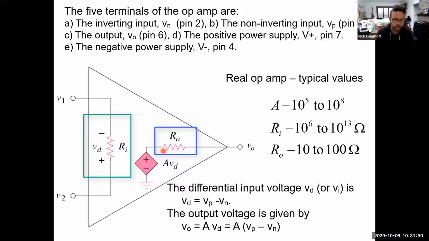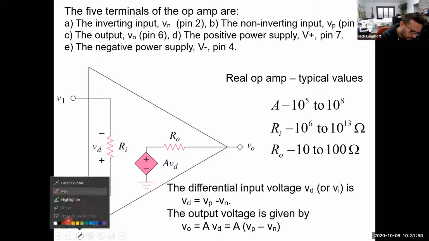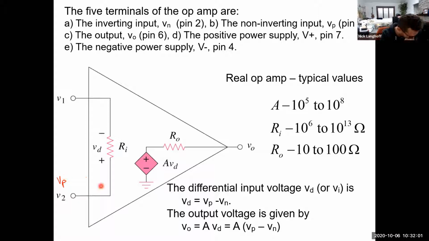And here we're showing the schematic symbol. Notice that VP is drawn on the bottom here. Let me do this in red just to match my notes. This is VP as drawn on the bottom here. VN is drawn here, that's V1. And VD is the differential voltage. We call that the differential input voltage.